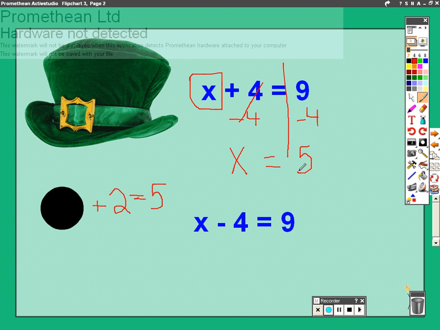And I'm done. Okay, so in this problem, I'm going to box my variable, and to get rid of a negative 4 or a minus 4, what's the opposite?